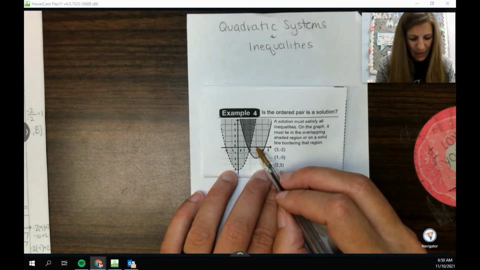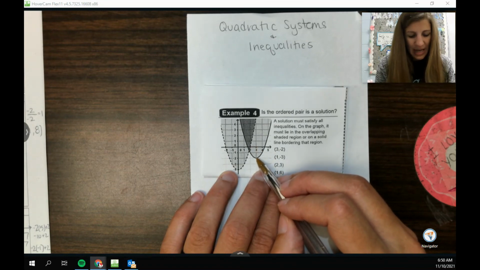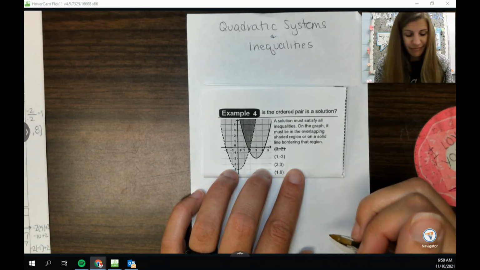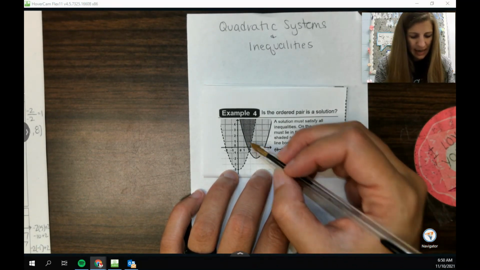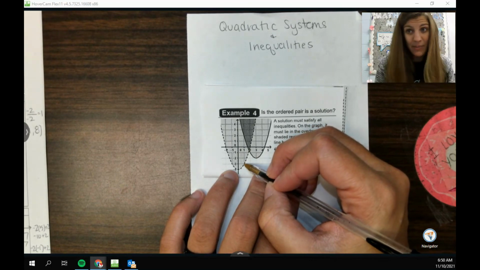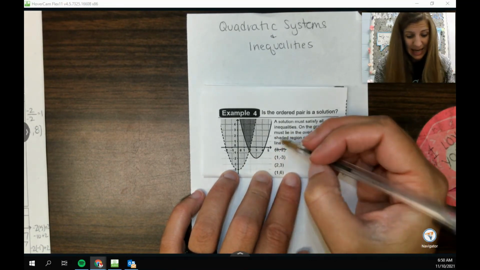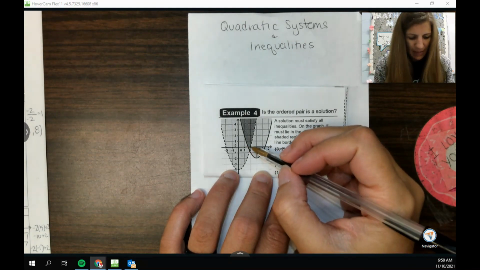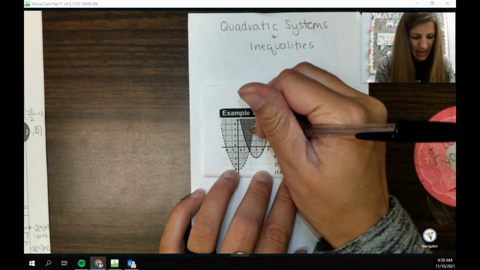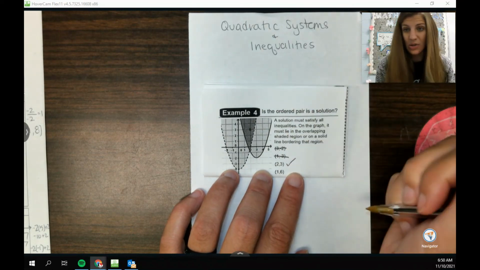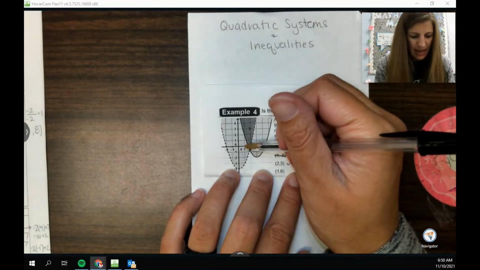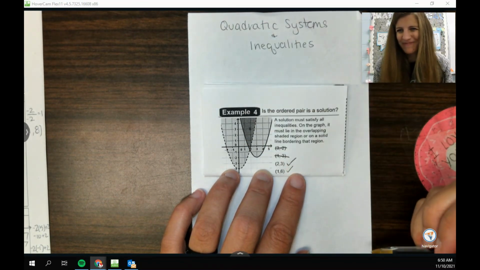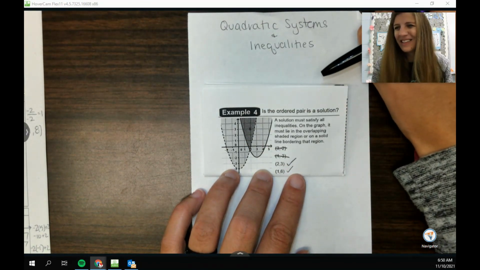So like if we go to 3, negative 2, that's not in both. So that is not a solution. 1, negative 3, not in both. It's not even on a solid line, so definitely not. 2, 3, that is in the double shaded region, so that is a solution. And then 1, 6 would totally be in there. I can't see it, but I know it is. So, all right, there we go. We learned all the things.